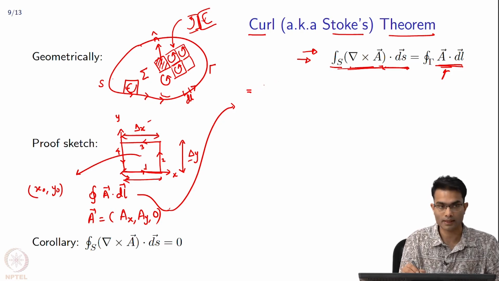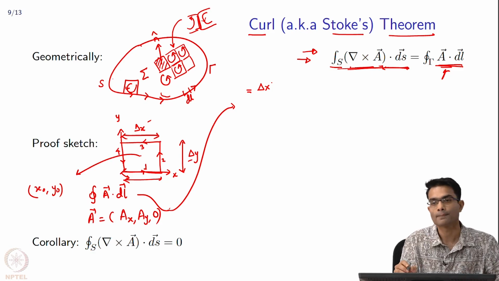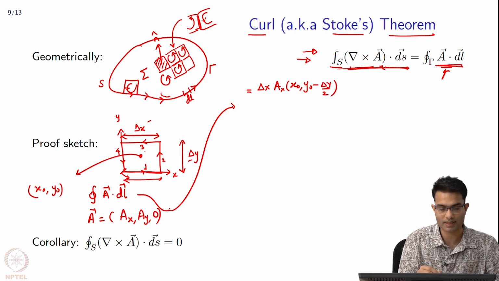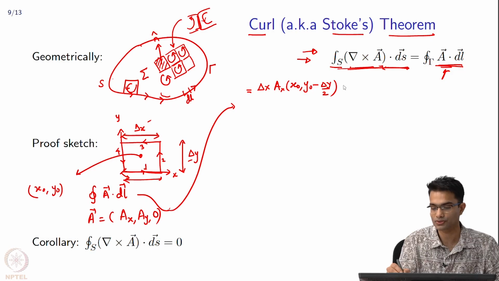So, delta x is the length element, along which component of A will contribute to it? Ax, right. So, it is going to be Ax. What are the coordinates I should put down for this function? At what am I evaluating it? So, x naught and y naught minus delta y by 2. Remember, the center is x naught, y naught. So, this point is x naught and less by delta y by 2, right, that is the distance over here.